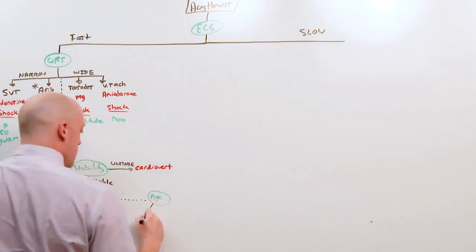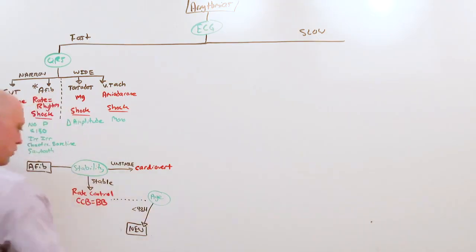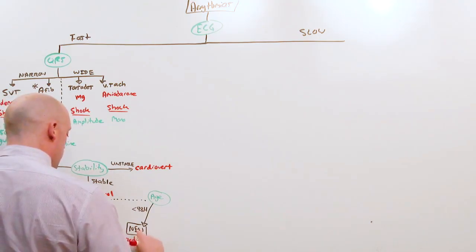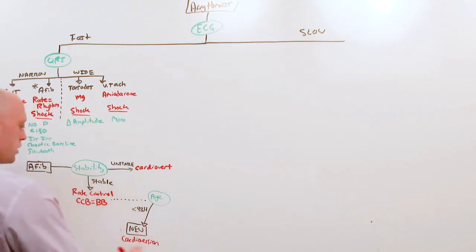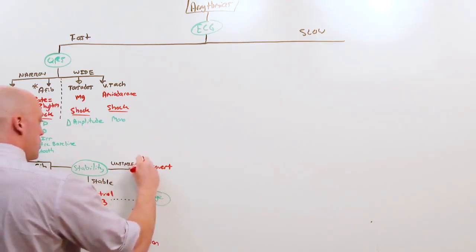If the AFib has been present for less than 48 hours, it is considered new onset AFib, and your goal should be cardioversion. This cardioversion can occur with drugs or with shocks. The unstable variety should be a shock.